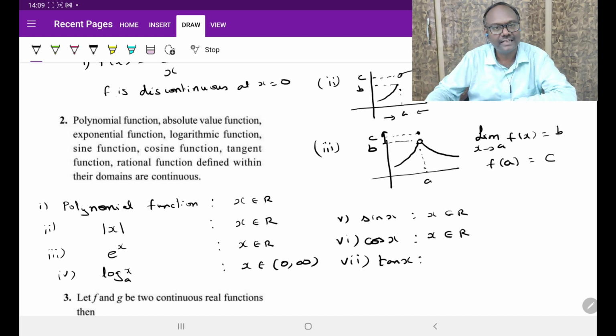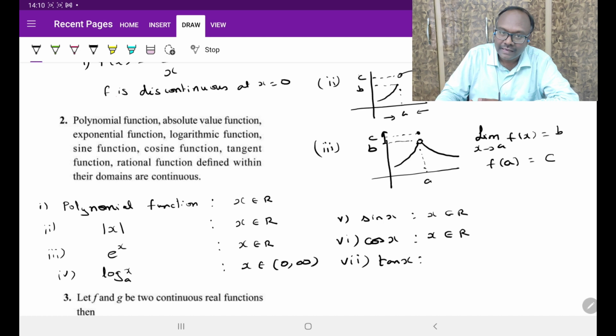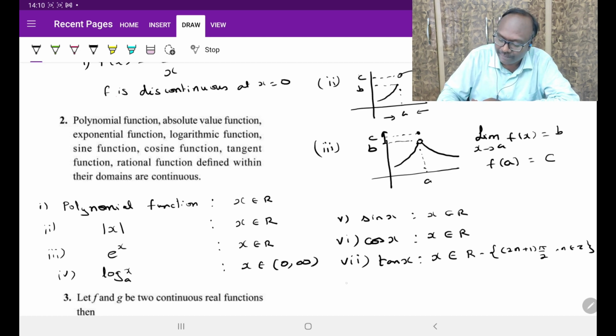So tan x is sin x by cos x, and if you observe, cos x is equal to 0 if x is an odd multiple of pi by 2. So the function tan x is not defined when cos x is equal to 0. So the function is continuous for x belongs to R minus (2n plus 1) into pi by 2, where n belongs to Z. So all the odd multiples of 90 degrees should be removed from the real number set, because tan x is sin x by cos x.